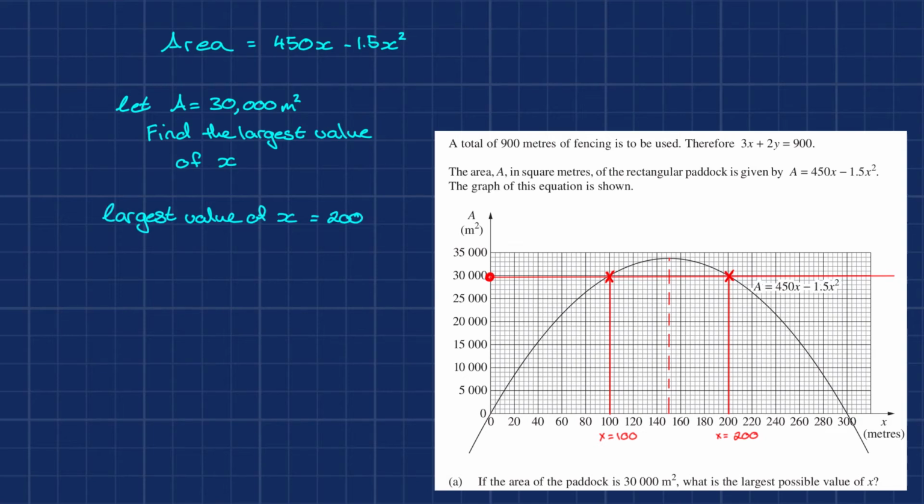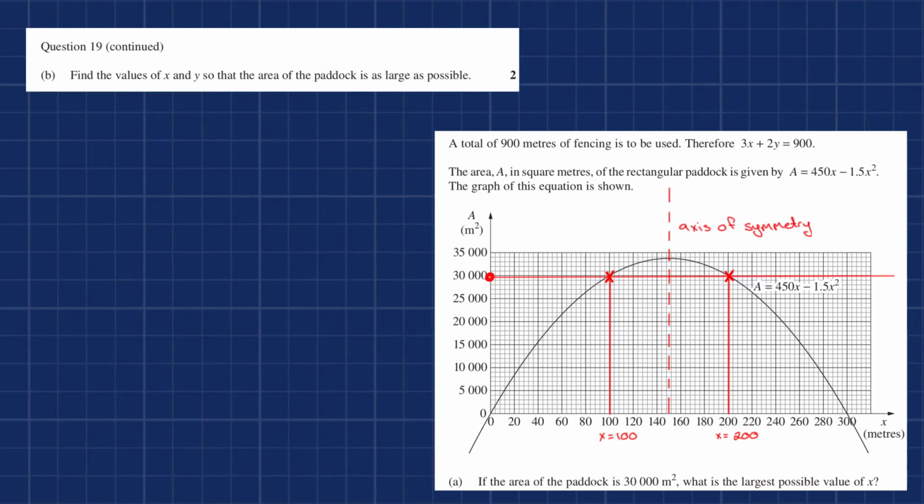Now, part B of this question asks us to find the values x and y so that the area of the paddock is as large as possible. Now, this is a little bit more tricky. You could inspect from the graph, but I suspect you might not be as accurate as you would need to be for this answer. So what I've shown here is the axis of symmetry, right? You should remember that parabolas have an axis of symmetry. As we move from the left of the graph to the right, the value is still increasing, but it's increasing at a decreasing rate. It's getting slower and slower until eventually it turns around and starts coming back down.